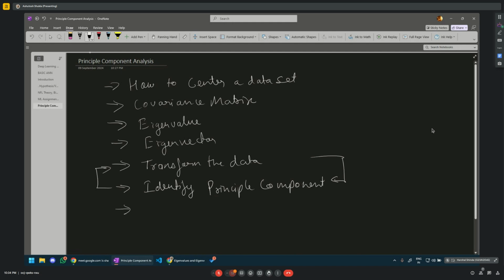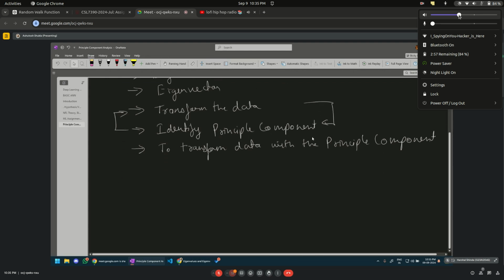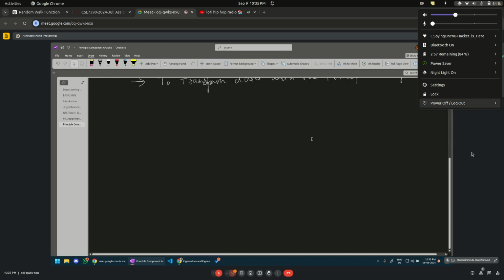And finally, to transform data with the principal component. Okay, so this is the whole principal component analysis ka algorithm. Okay, let's look into a data.